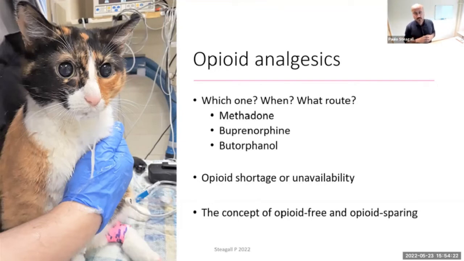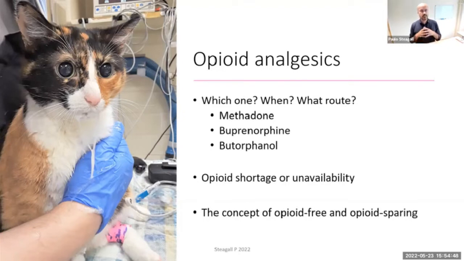The guidelines also talk about the cases of opioid shortage or when opioids are not available, which is unfortunately the case for many of our colleagues in different countries, where veterinarians do not have access to these drugs, not even in inhalant anesthetics, for example. And then we can bring into the discussion the concepts of opioid-free or opioid-sparing.